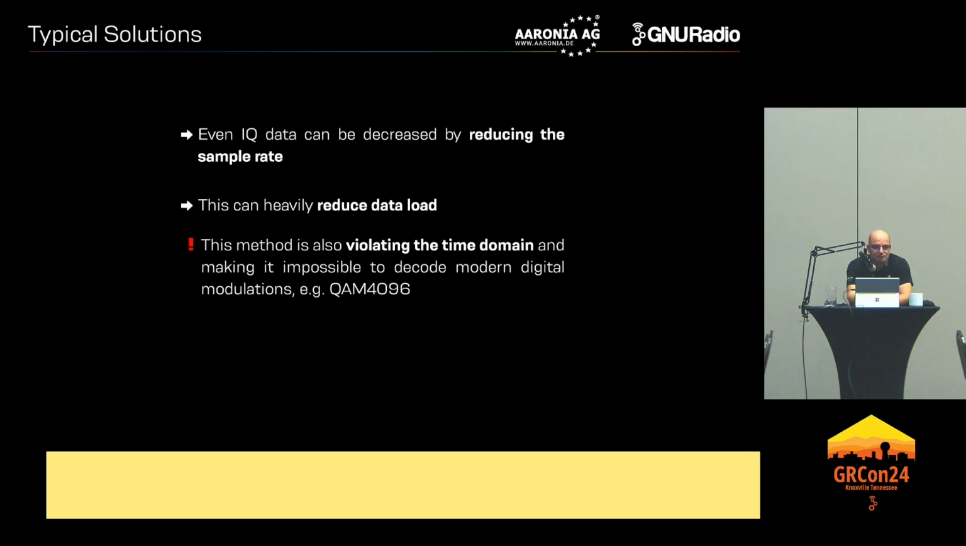If I go back to IQ data, I could reduce the sample rate, of course. I still have IQ data, so I have all my benefits. But of course, then I only have problems with high-speed signals that I can't decode anymore. So all those three solutions are not really workable.